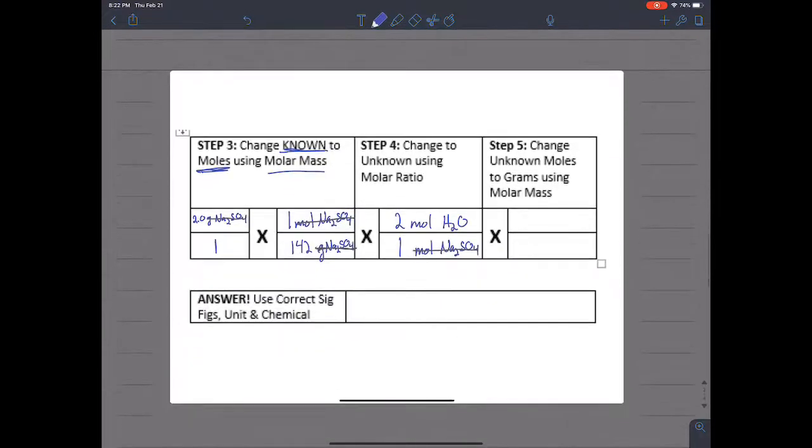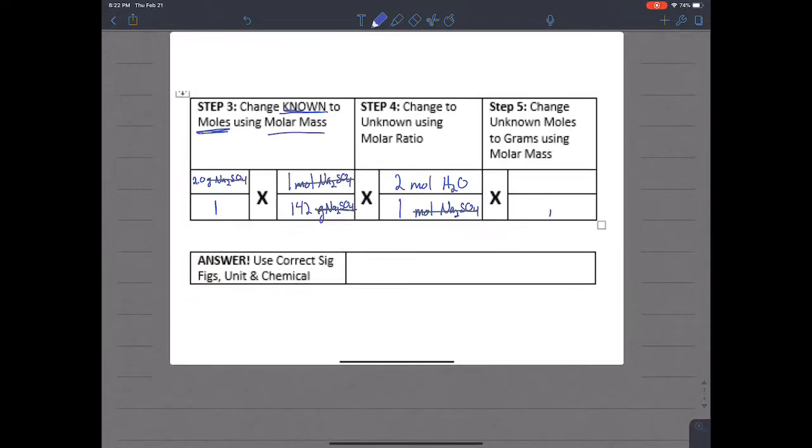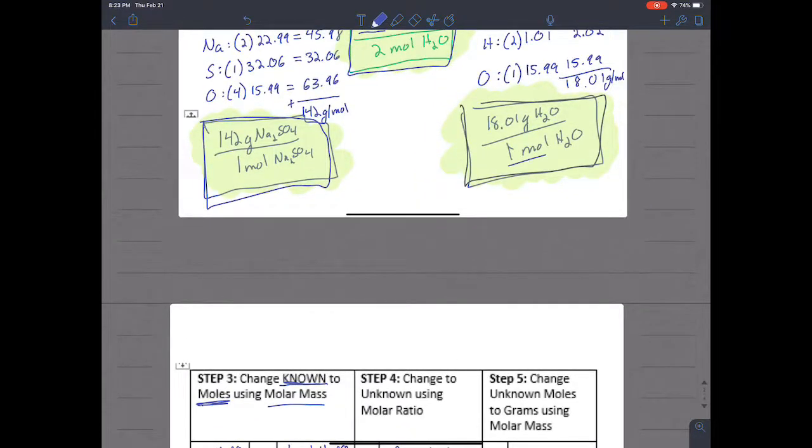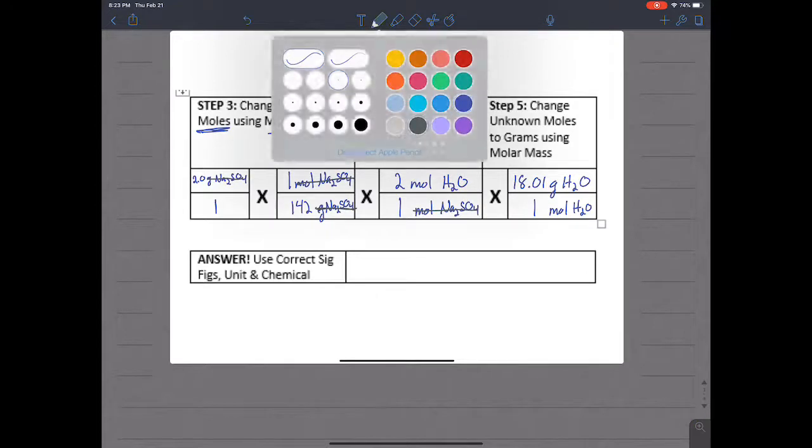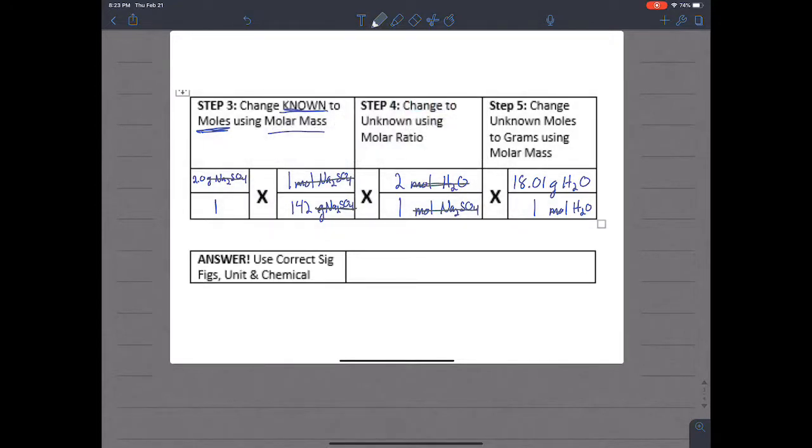Okay, so moles of H2O is what we're canceling this time because we want to end up in grams. So I know moles of H2O is going to be down here. And I know that for every 1 mole, I have 18.01 grams of H2O. All right, so the final thing I canceled was moles of H2O. My moles of H2O are gone, and I'm just left with grams of H2O.